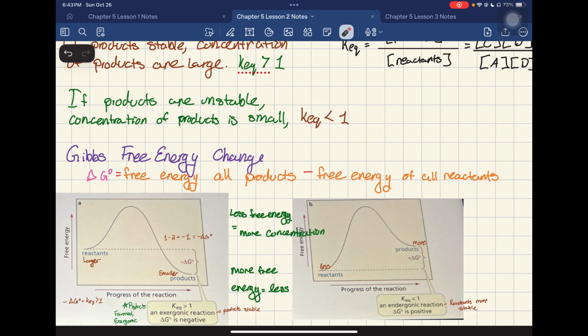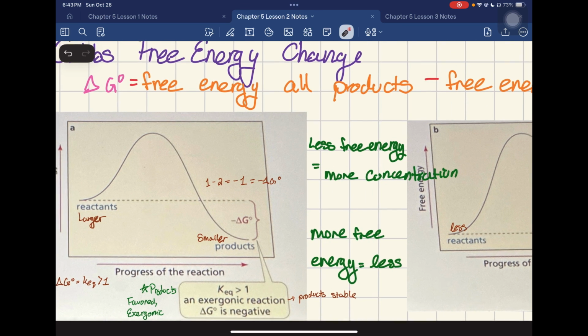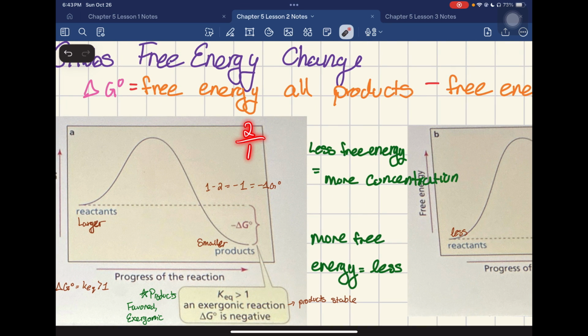Okay, so over here we see that reactants have a higher free energy than products. Because the products have less free energy, that means they have more concentration. So the products are going to be the 2 over 1, which is equal to 2, which is greater than 1, right? So K equals is going to be greater than 1, which is an exergonic reaction, and delta G is negative.